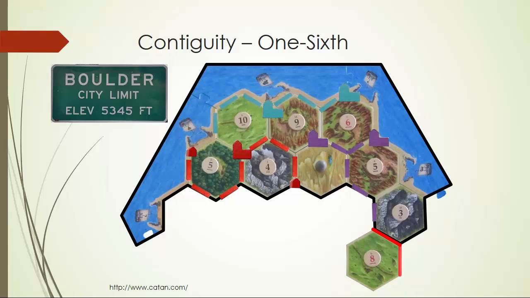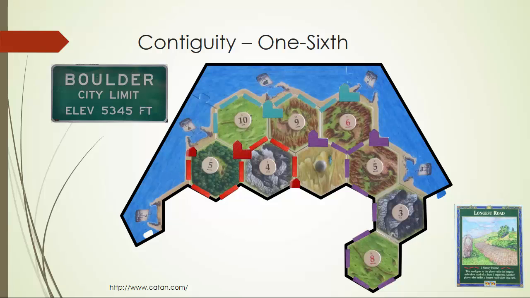There are 1, 2, 3, 4, 5, 6 sides to this property. Since 1/6 of the perimeter of this property is contiguous to the city, it satisfies this requirement. The city could annex this land, and the purple player could build his longest road for his 2 victory points. The key here is that the property is contiguous to the city.